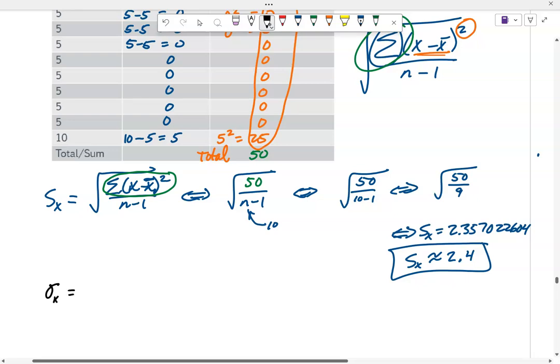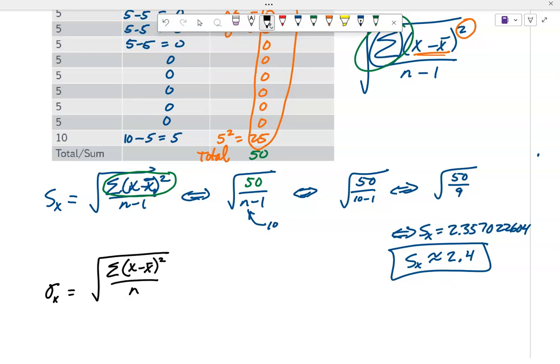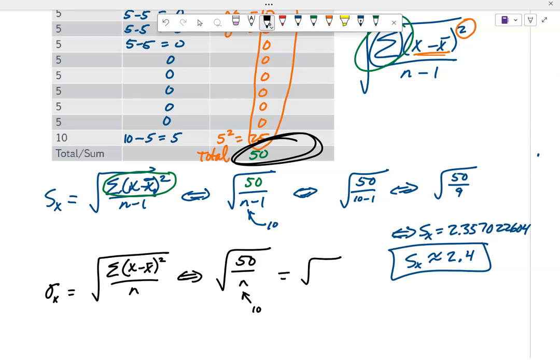When we divide just by n, that's for a population. So let's do the same thing. I take that same 50 on the top, but this time I divide it by n. Well, in this case, n is 10. There's just 10 data values. So 50 over 10 is 5, so it's just the square root of 5. So my population standard deviation is the square root of 5, which is 2.236067977. So about 2.2.